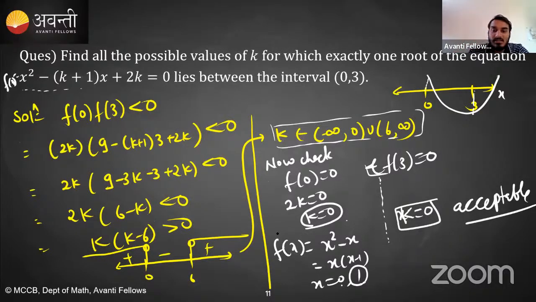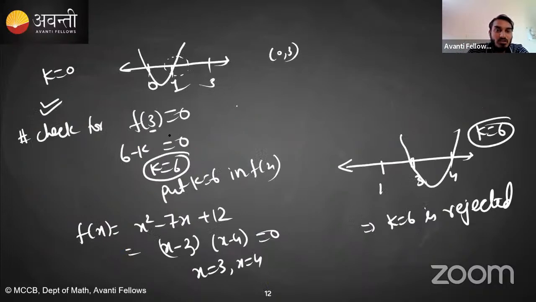Now again check for x is equal to 3. If x is equal to 3 is one root, then k becomes 6. Now putting k equal to 6 in the original question, the quadratic expression will be like this. From there you can see that your roots are 3 and 4. So it means now this is the situation, right? 3 and 4.